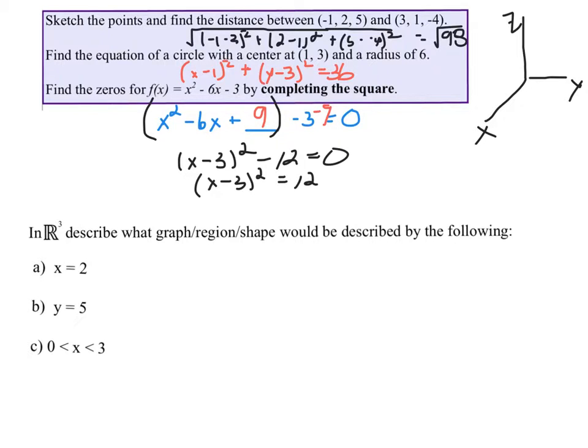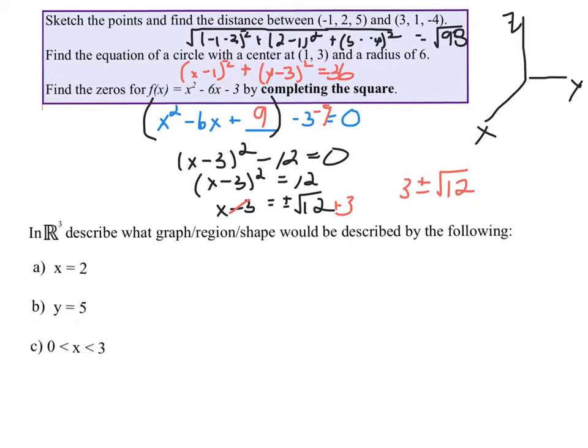I could take the square root. Of course, when we solve with the square root, we do a plus or minus square root of 12. And then I would add 3. Now, typically, we like to have the answer with the root second. That's the accepted way. So we would write that the zeros are 3 plus or minus the square root of 12.